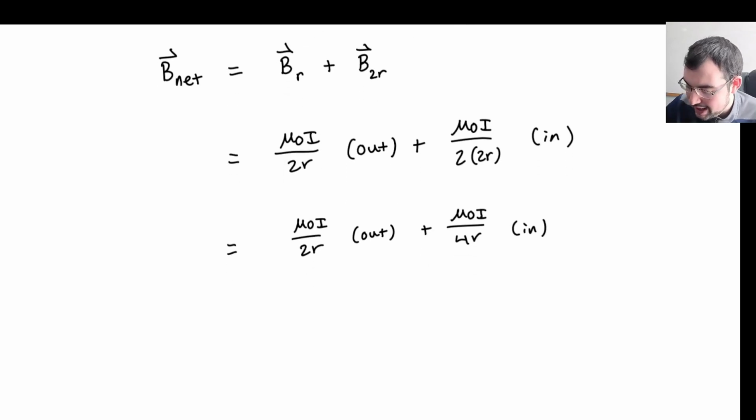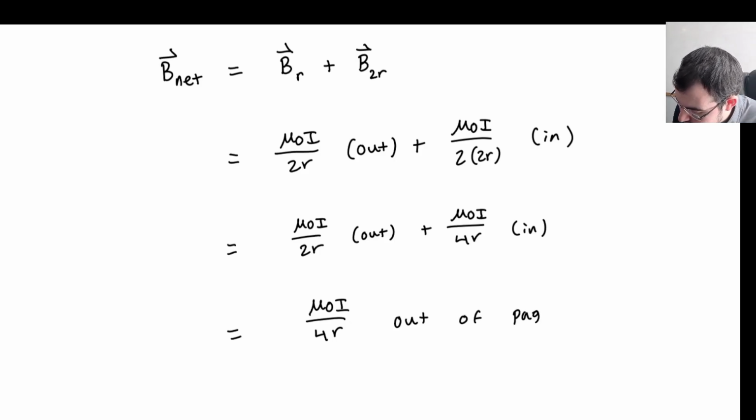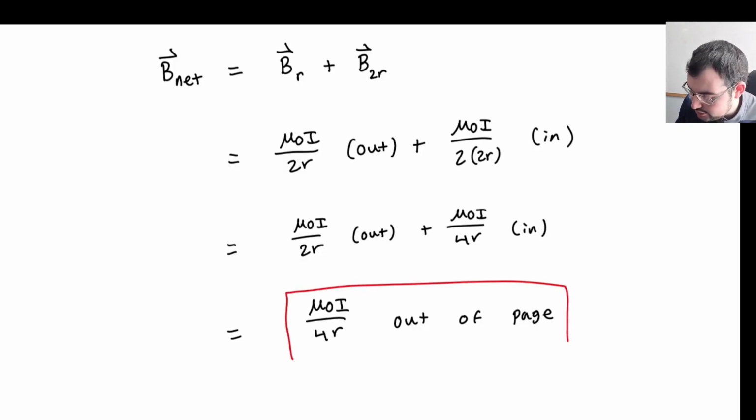So this is a subtraction. So we have a half minus a quarter. So that is 2/4 minus 1/4, which is 1/4. So I actually get mu naught I over 4r, and the winner is out of the page. So that's a pretty standard question.